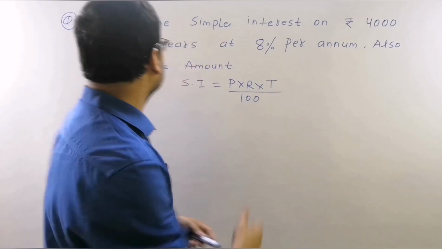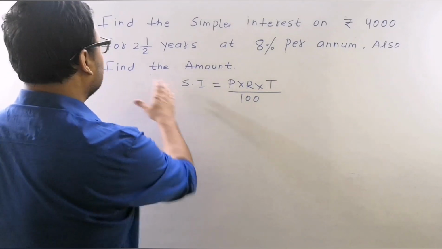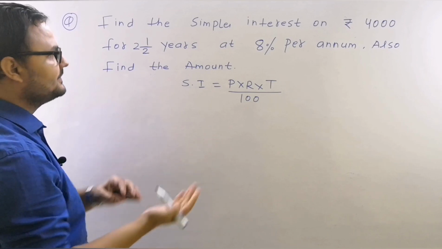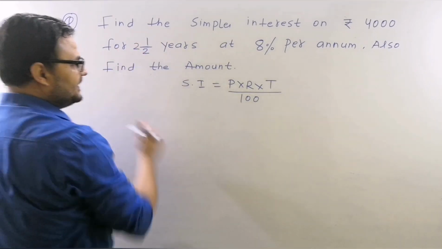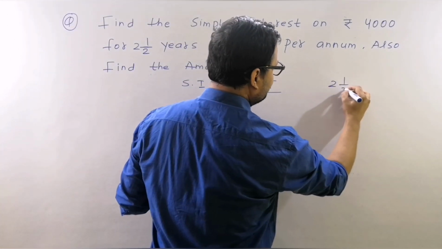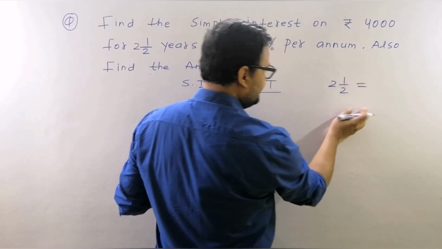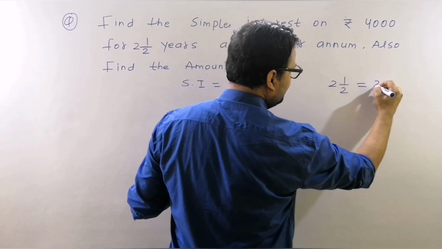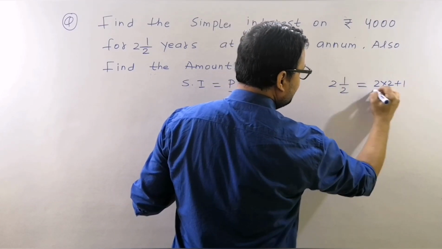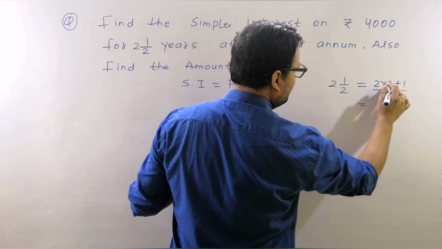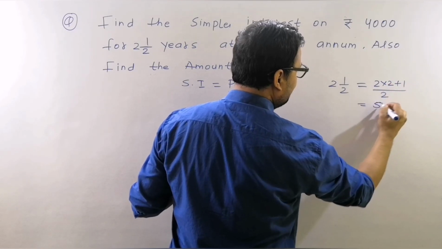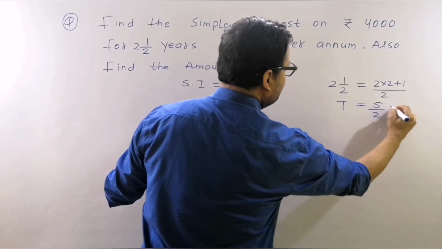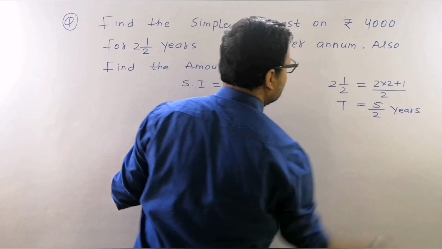The question is: find the simple interest on rupees 4,000 for 2 1/2 years. So we are going to do some rough work. 2 1/2 years. This is a mixed fraction, so convert it into an improper fraction. 2 into 2 plus 1 by 2. So 2 into 2 is 4, plus 1. I got 5/2. It means time is going to be 5/2.